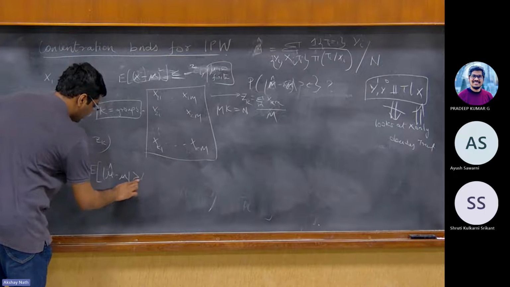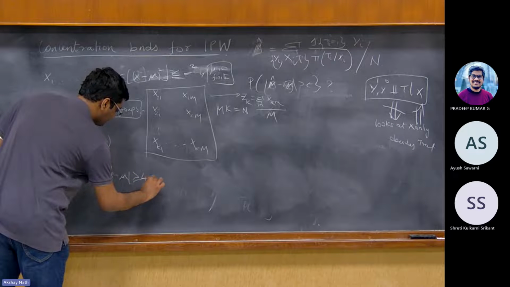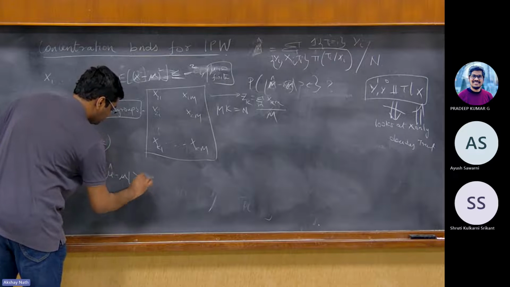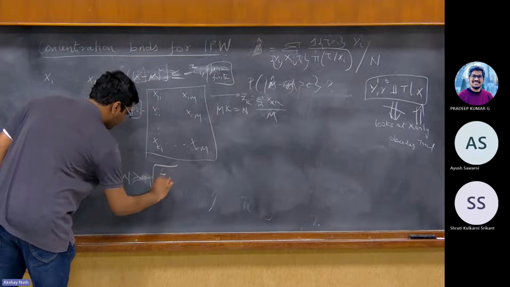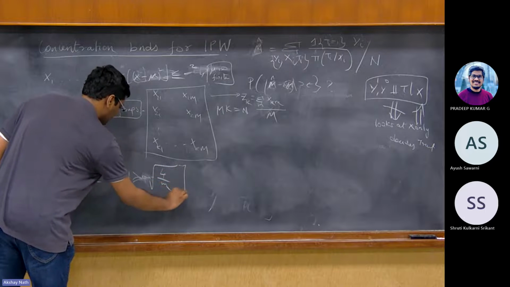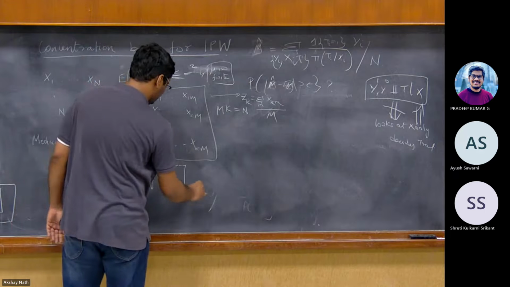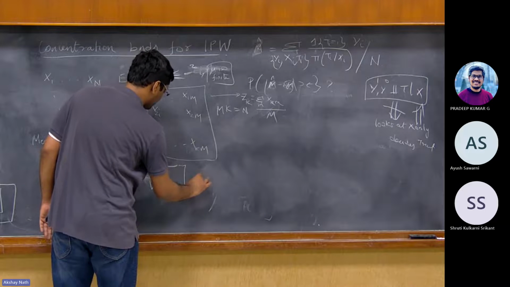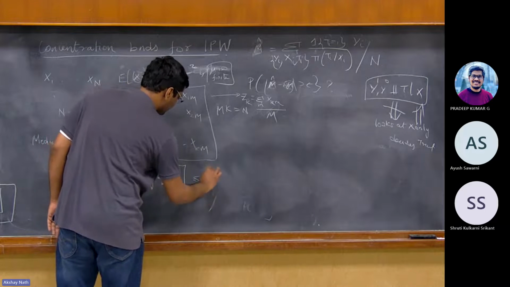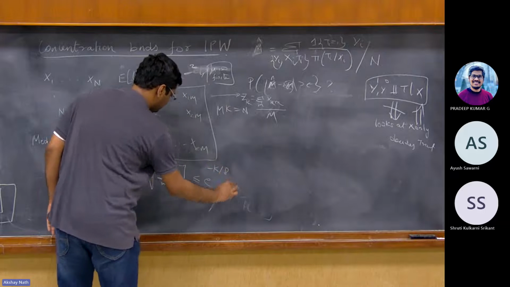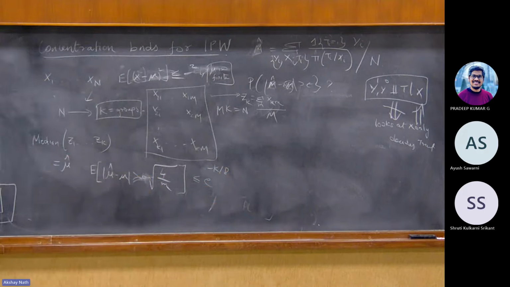Now, what I want to prove is that the probability of mu hat minus mu being greater than sigma times the square root of 4 over m is less than or equal to e to the minus k by 8. Might look like a handful. I will slowly substitute things and make sure this is all reasonable.